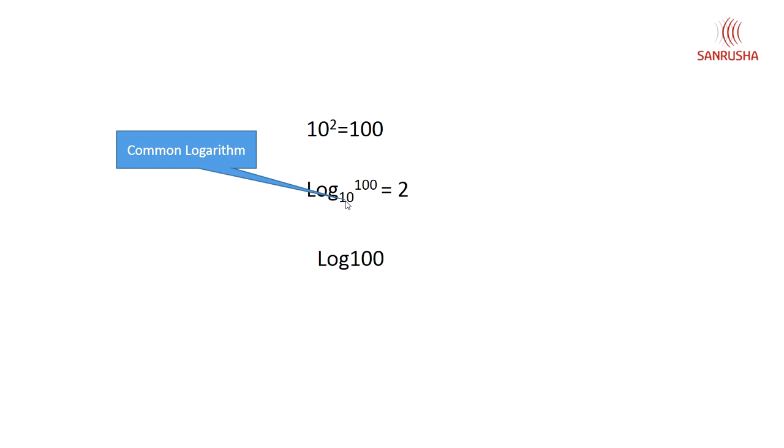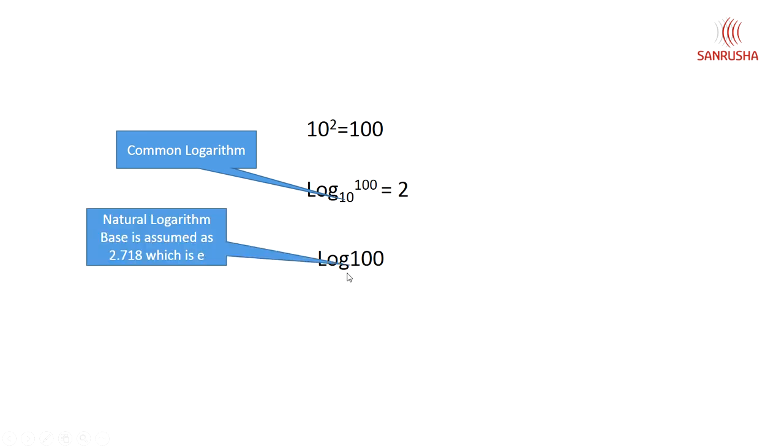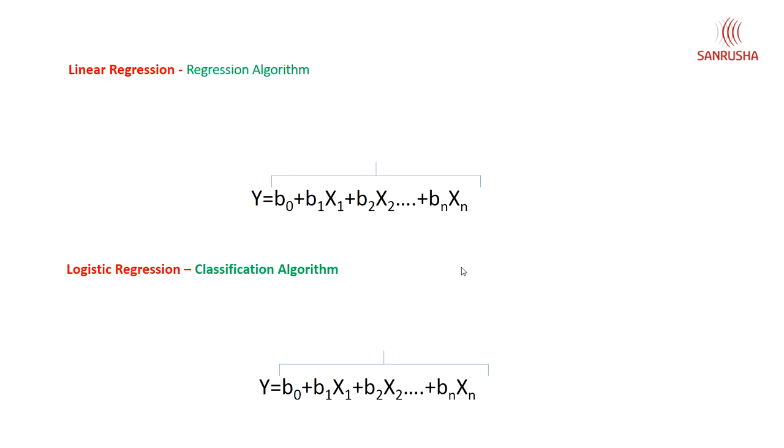What if I just write log of 100? I don't write base 10. Then what happens? In such cases, the base is assumed to be the number 2.718, that is e. And such kind of logarithm is called natural logarithm, and it is also written as ln 100. That's it. That is the basic mathematics I was talking about. Now that we are on the same page, let's move on to understanding logistic regression.